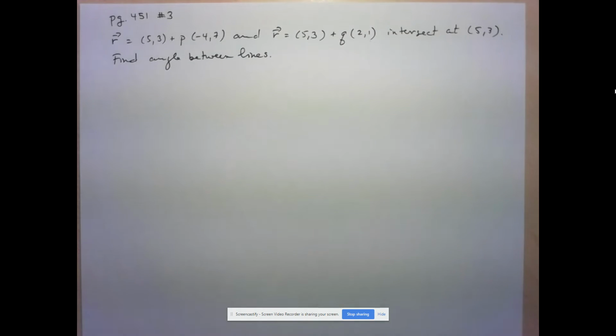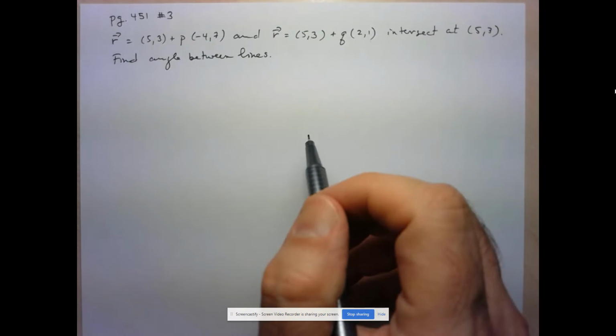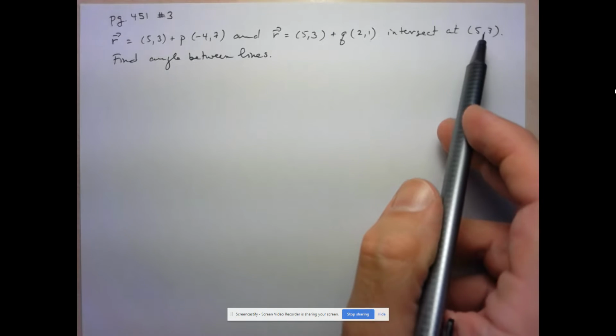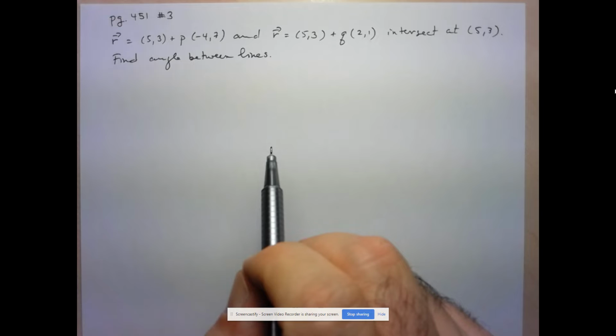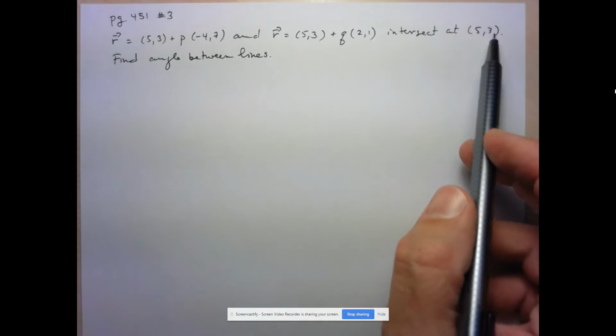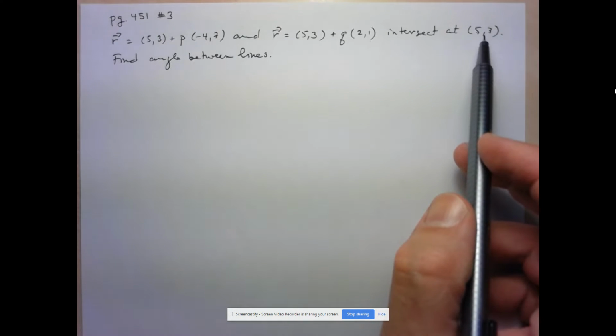Hi folks, this is number 3 from page 451. So they give us the equation of two lines and they tell us that these lines intersect at (5, 3), and they want us to find the angle between the lines. The fact that they intersect at (5, 3) in particular is not going to really come into play here.